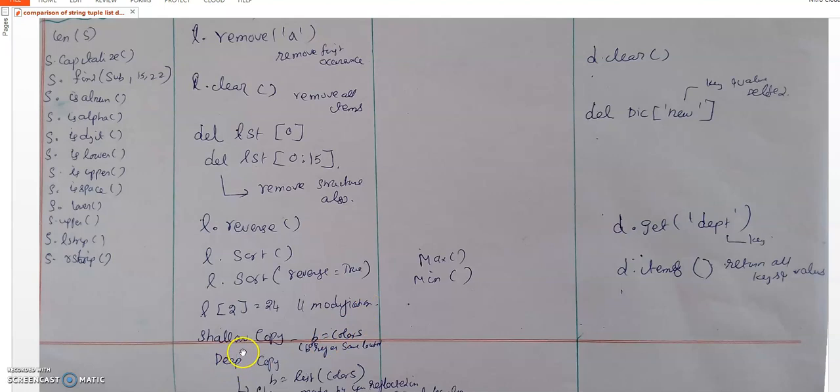So I hope you understand the difference between shallow copy and deep copy. Deep copy is where the children have one copy and the teacher has one copy. Shallow copy means whatever changes are made by the children will affect the teacher's copy only. The children are making changes only in the teacher's copy.